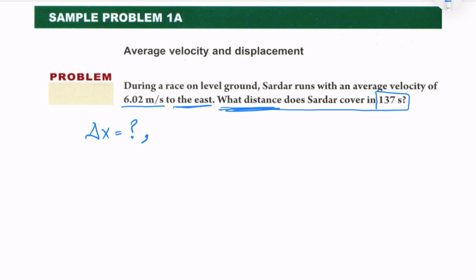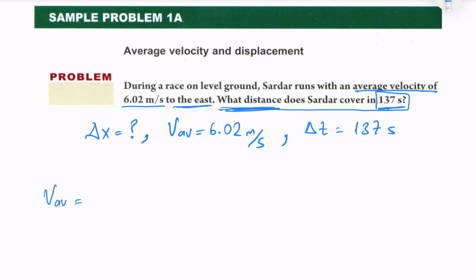Then after that I have to check the givens. Here it's written average velocity. V average is 6.02 meter per second. Is there any other given? Yes, it is the time. Delta t is 137 seconds. So what was the formula? V average equals delta x over delta t. So the question is, what is the delta x?